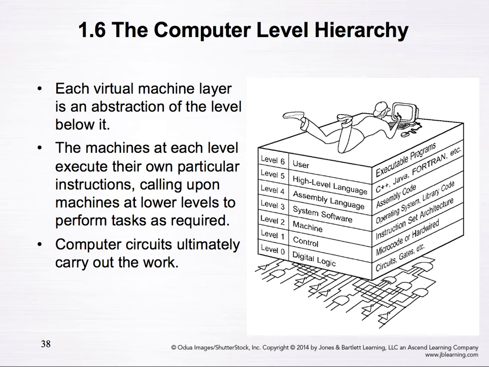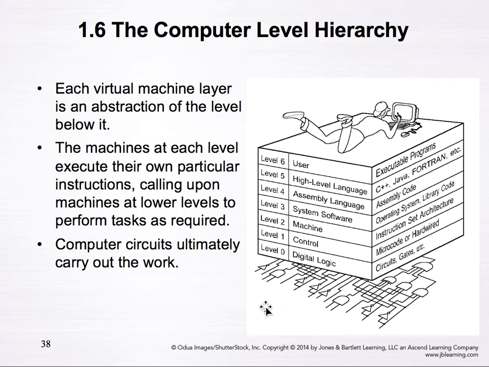So here is the graphical representation of the computer level hierarchy. We can see that each virtual machine layer is an abstraction of the level below it, and a machine at each level executes its own particular instructions and calls upon the machine at the lower level to perform the tasks required. And the computer circuits ultimately carry out the work. That's the lowest layer.